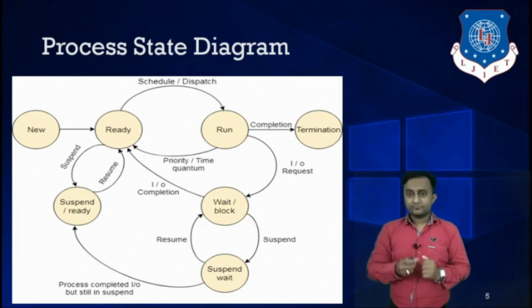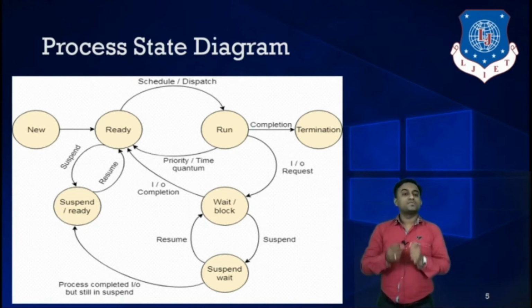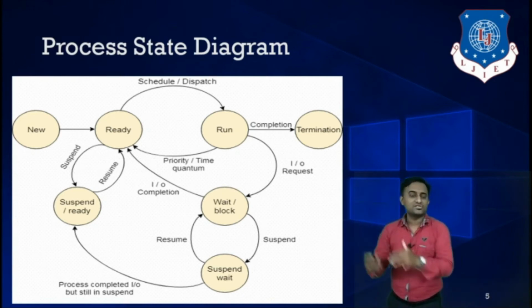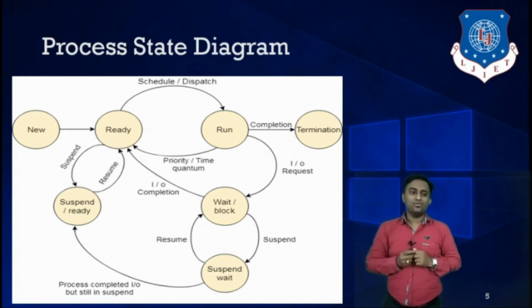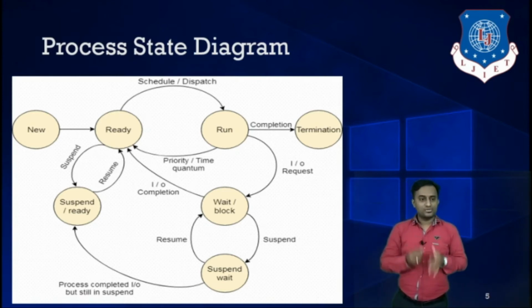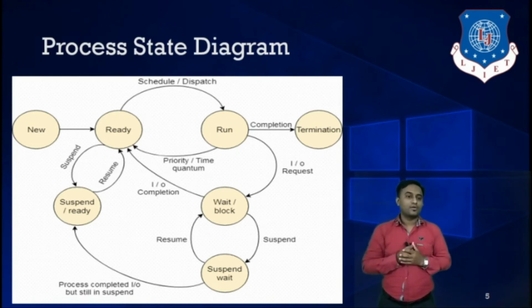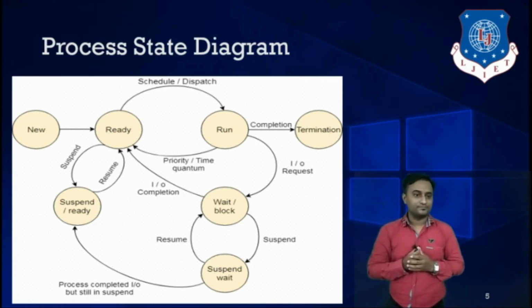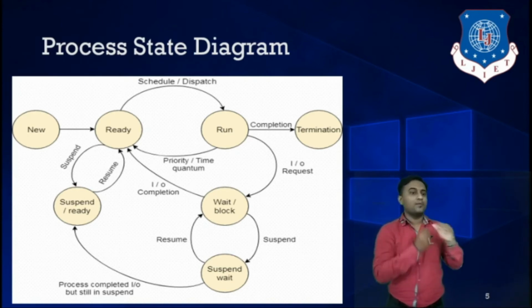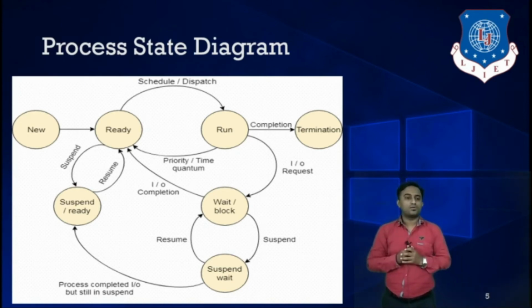So what will happen? The process which is in the running state will stop its execution. It will save its current state of information in the process control block, and then it will shift to the ready queue again. The remaining execution will be done by that process once it gets the chance from the ready queue once again. Okay, now this is what is called preemption.